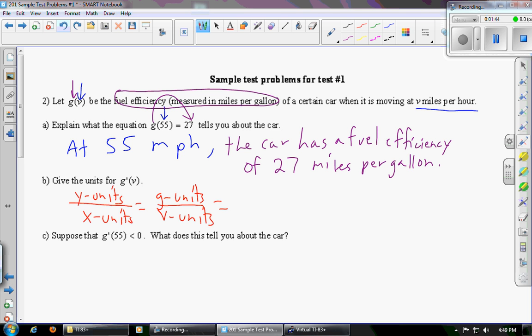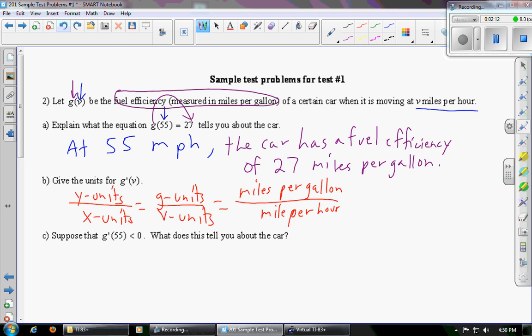So the units for G prime are miles per gallon per miles per hour. Miles per gallon per miles per hour. Part C, suppose that G prime of 55 is less than 0. What does this tell you about the car?